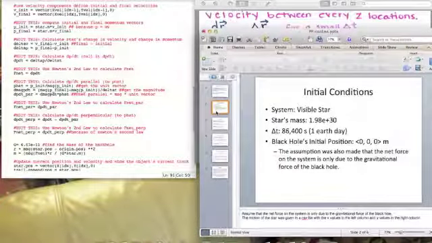The star was chosen to be the system, with a mass of 1.98 times 10 to the 30. Delta t is 1 Earth day, which is equivalent to 86,400 seconds, and the black hole's initial position was at the origin. The star's motion was given in a CSV file and uploaded into Python.